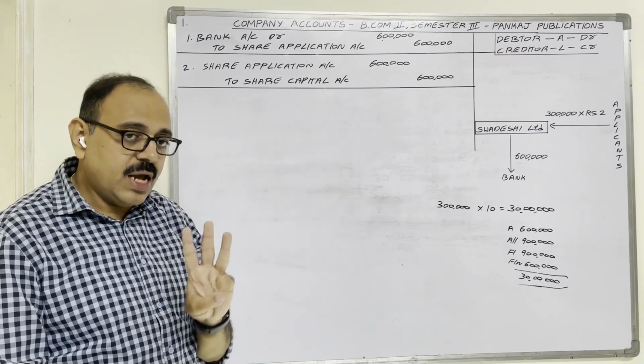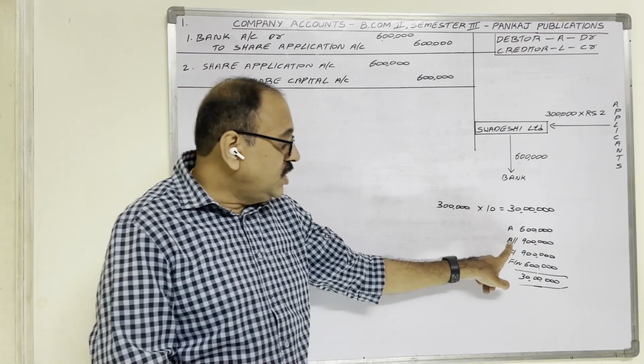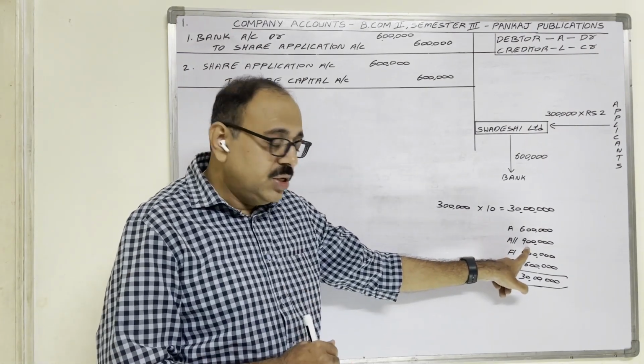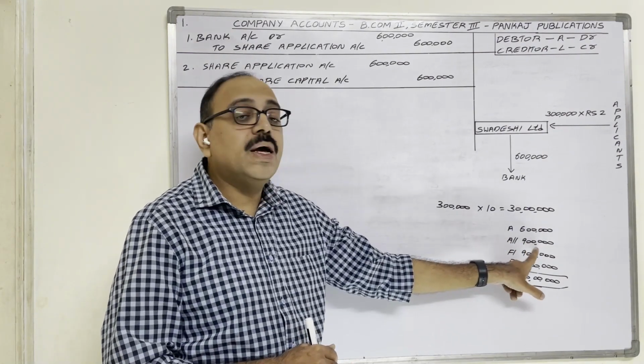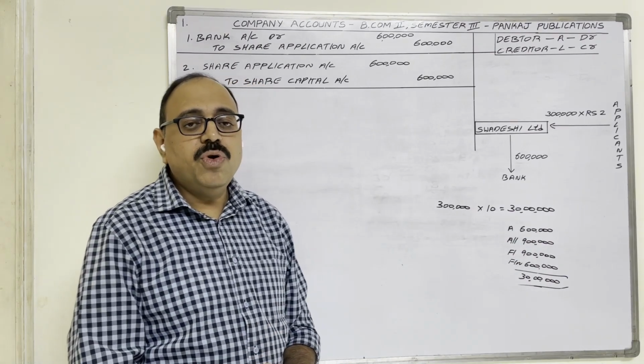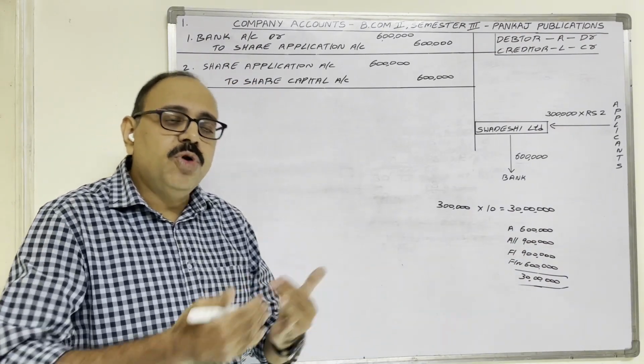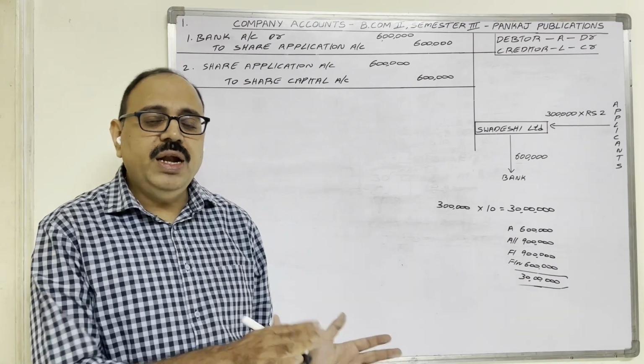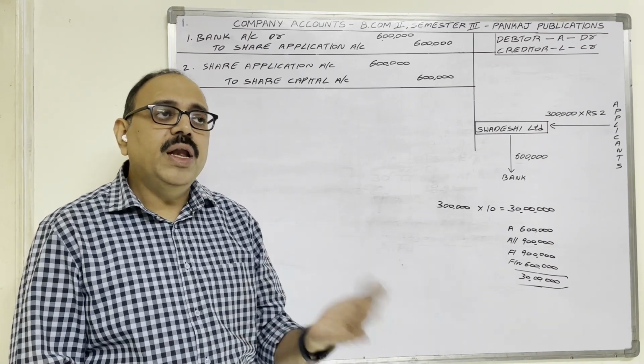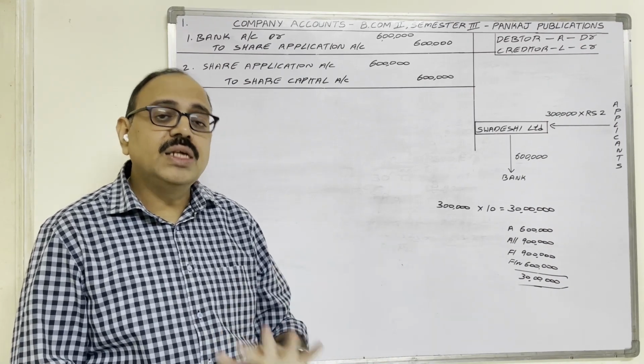Company allotted 3 lakh shares. On one share, allotment money is 3 rupees. So 3 lakh into 3 rupee, 9 lakh rupee we should receive now. Therefore, we need not wait till that amount is received. First we will write transfer entry. When money is coming, then we will write that received entry.